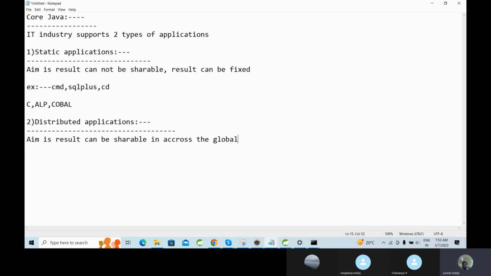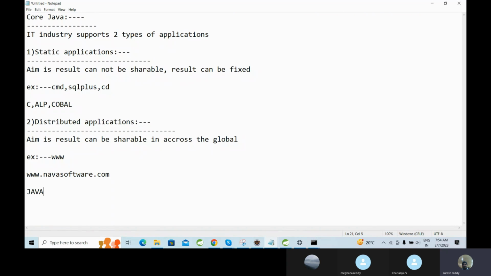The best example for distributed applications is www, World Wide Web. Now see here, www.NavaSoftware.com. Can you please open this website? This website opens anywhere in the globe, in USA, UK, Canada, anywhere, with the same result. This type of application is known as a distributed application, meaning the result can be shared across the globe.